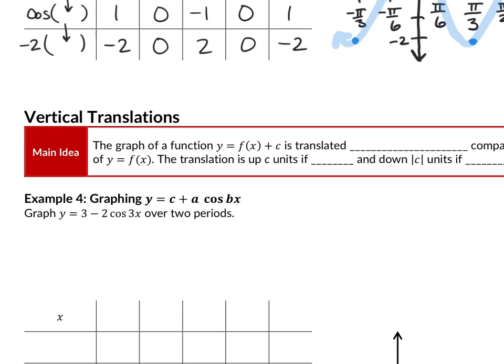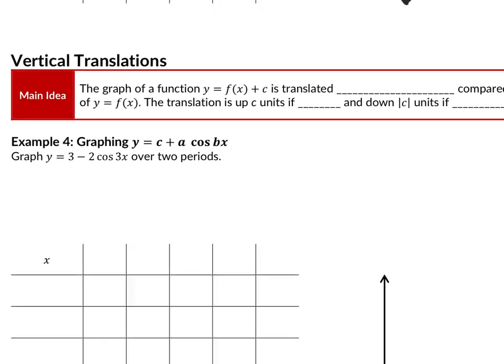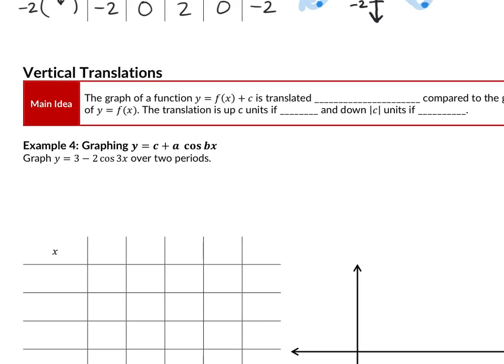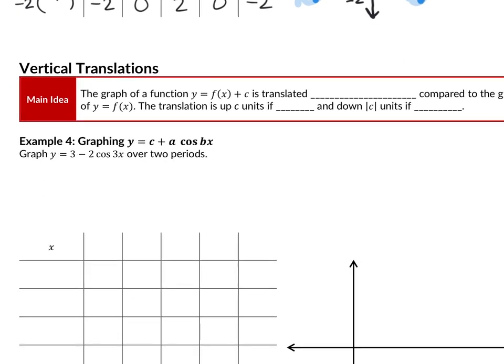Now, not only can we move things sideways, creating a phase shift, obviously we can also move these graphs up and down with regular vertical dilations. A graph of the function y equals f of x plus c, outside of the parentheses, is translated vertically compared to the graph of y equals f of x. The translation is up c units if c is greater than 0, and down an absolute value of c units if c is less than 0. So if you see plus a number at the end or at the beginning, then you're moving it up. If you see it moving down, then it is minus c.